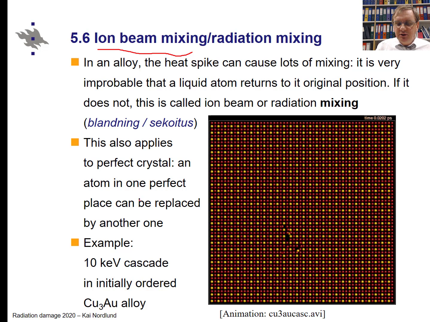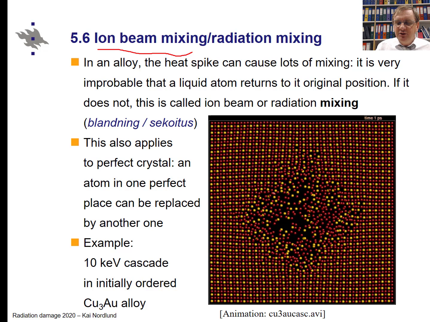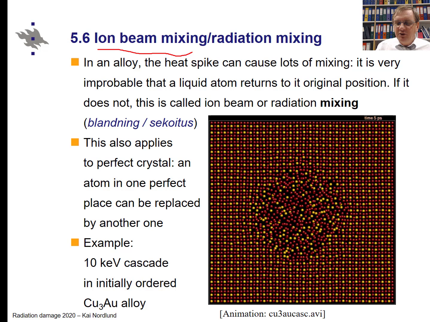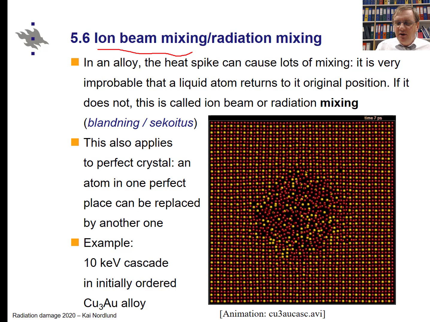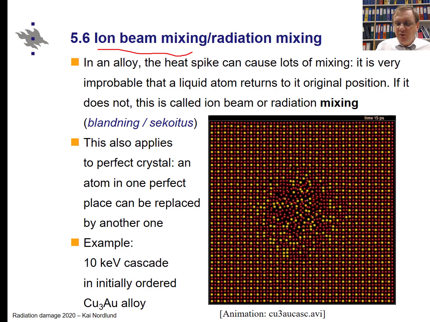Now we'll show an animation in initially fully ordered copper 3 gold. This is a good way of plotting it, because you see that in the heat spike region, the order vanishes. And even though you have recrystallization, while it's recrystallizing, the atoms in the recrystallized region are not ordered anymore. So you see that you got quite a large region where atoms were mixed, roughly inside this circle now, even though the damage production is much less.